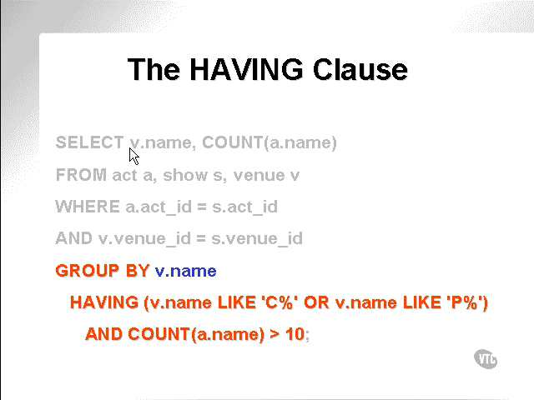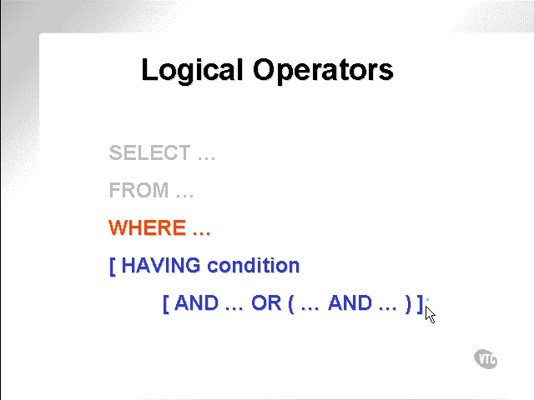Here's a simple example. Here's the select statement, the function, which is used to apply the group by on the venue name. There's a join here between the act, show and venue tables. After the group by, I'm applying a restriction to the group by of venues, where I'm only going to allow venues which are starting with the capital letter C or the letter P, and they have at least 10 acts. As you can see from this query, with this AND logical operator, all the standard logical operator settings and precedence rules apply in the having clause as they do for the where clause.